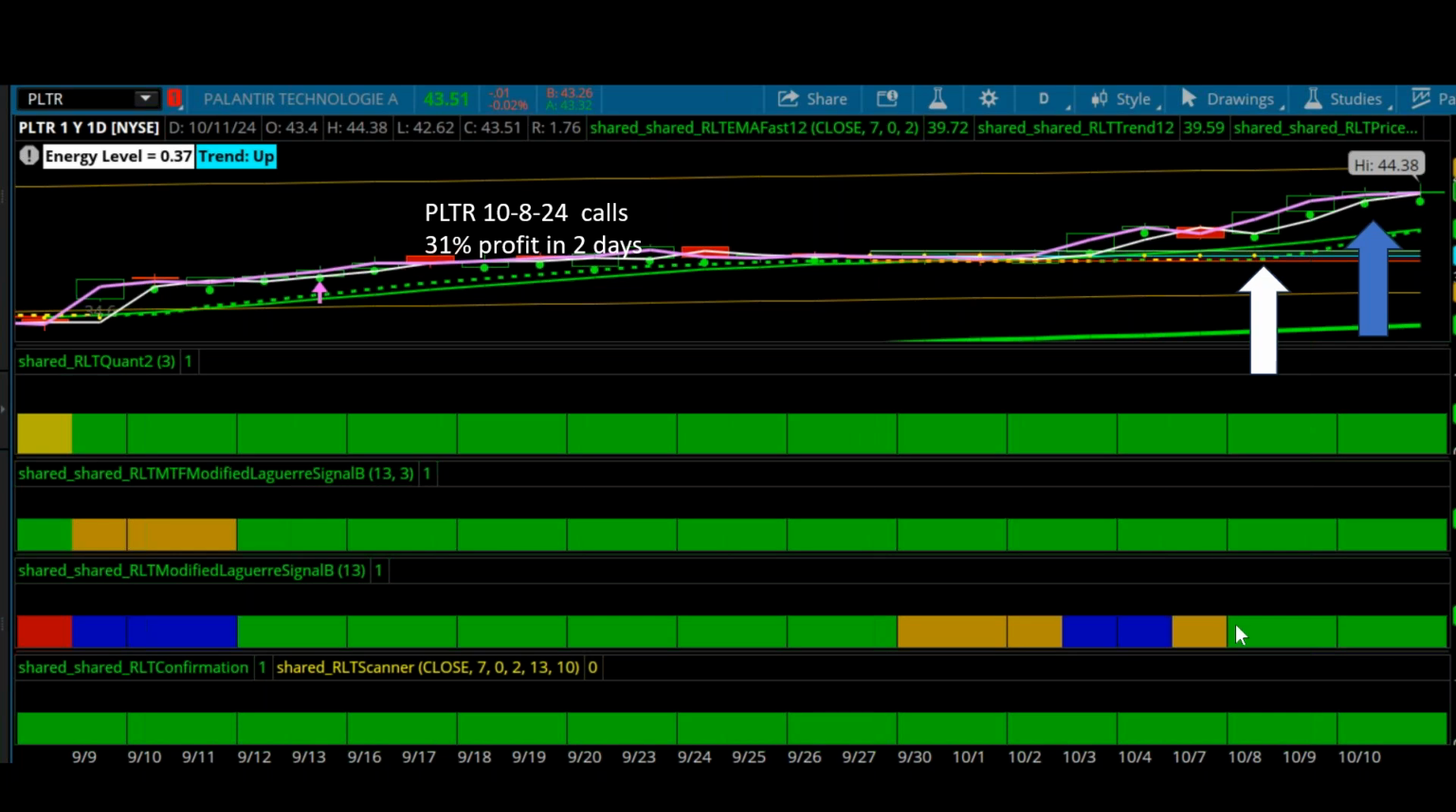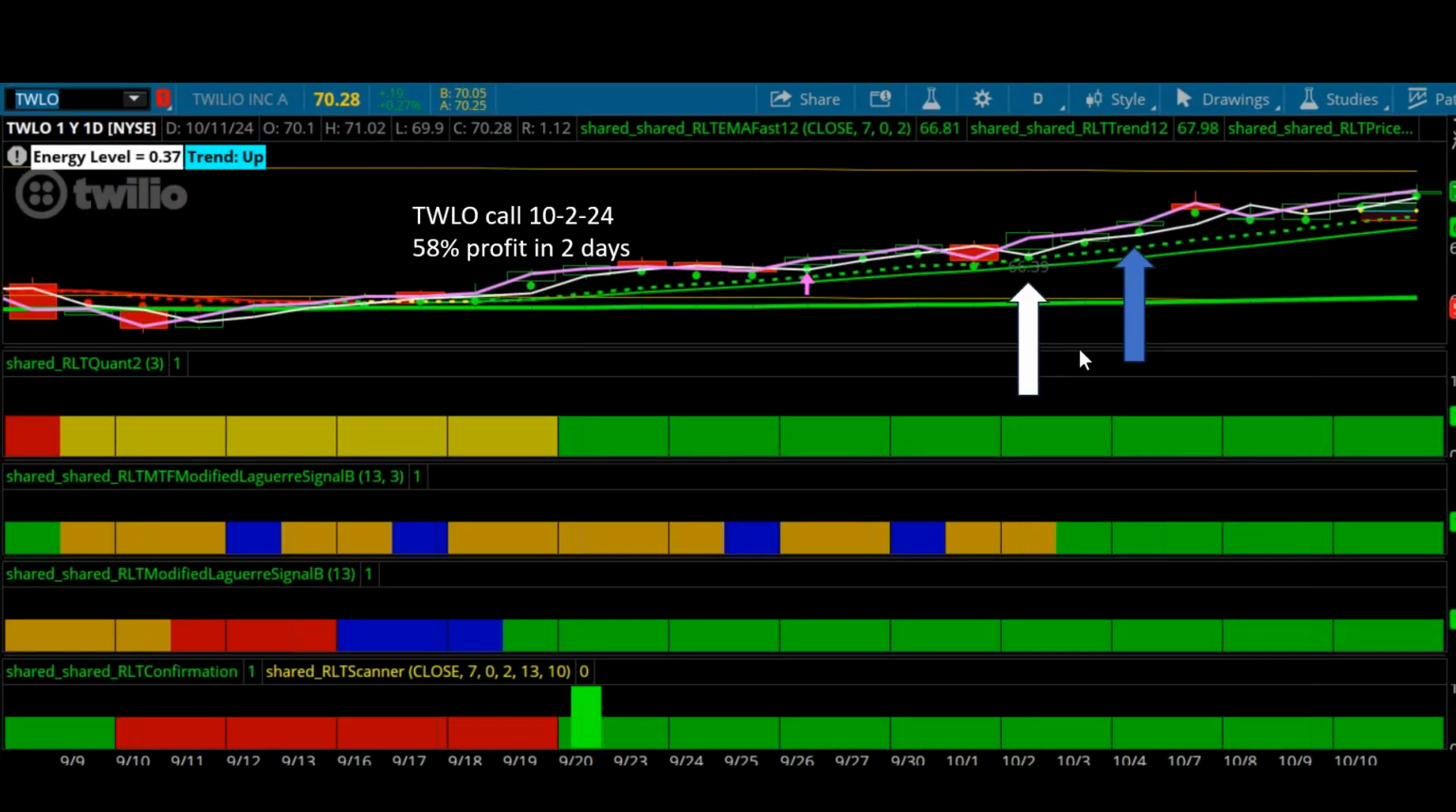We get in here, and when it went to green, we took it here as it broke out above the previous compression, and we get out in 2 days for 31% profit. All green, everything's being bought here. All right, that's Palantir. Twilio, same thing here.